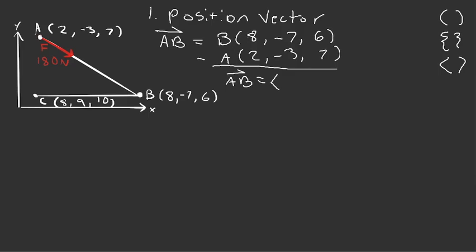So it's just going to be simple subtraction from here. We have 8 minus 2 is 6, negative 7 plus 4 is negative 4. 6 minus 7 is negative 1. And as easy as that, we have our position vector. So now the next step we're going to want to do is find our unit vector.